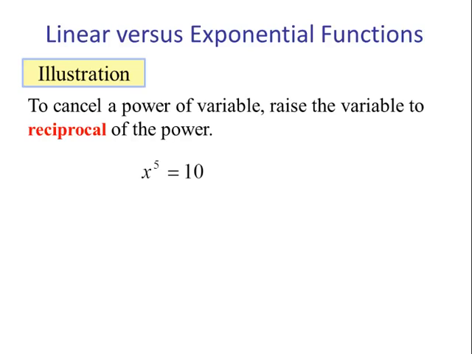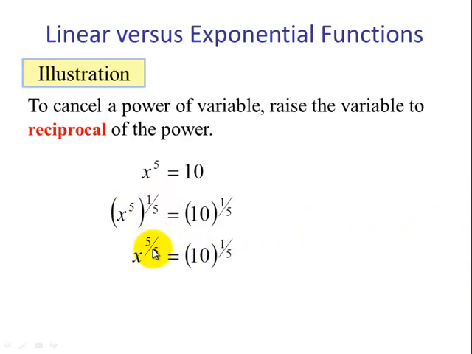For example, if we have x to the fifth equals 10 and we are solving for x, I want to know what number do I raise to the fifth power to get 10. The exponent is 5, so the reciprocal of 5 is 1 over 5. So if I raise both the left-hand side and the right-hand side of the equation to the 1/5 power, I have a power raised to a power, which means I multiply. And if I multiply 5 times 1/5, I get 1. And x to the first power is x.